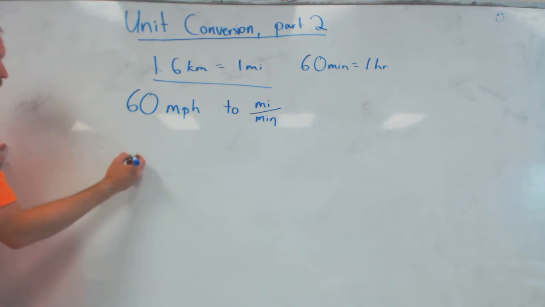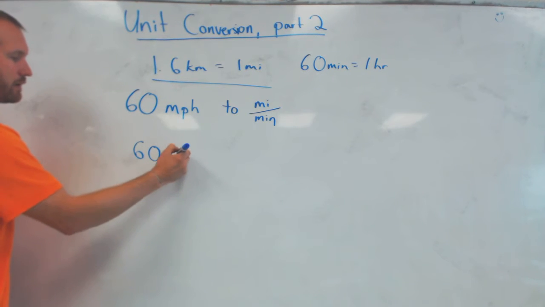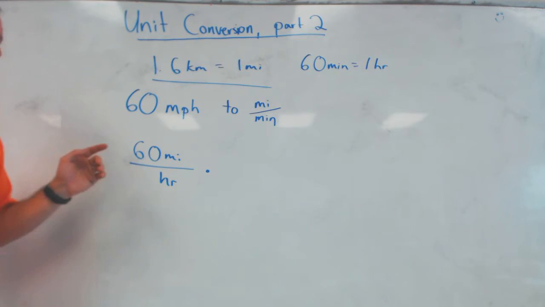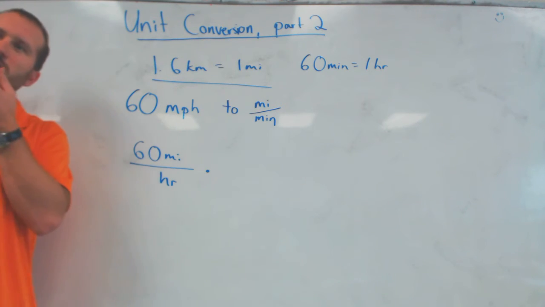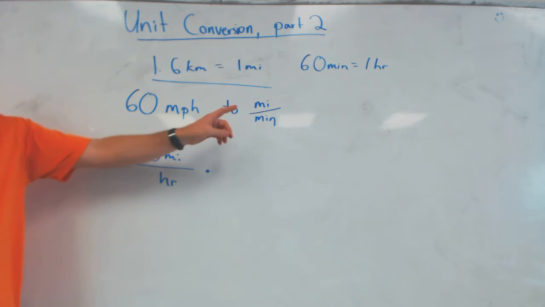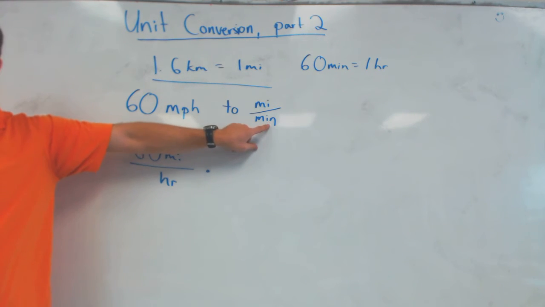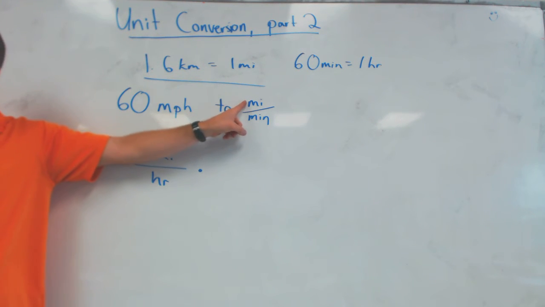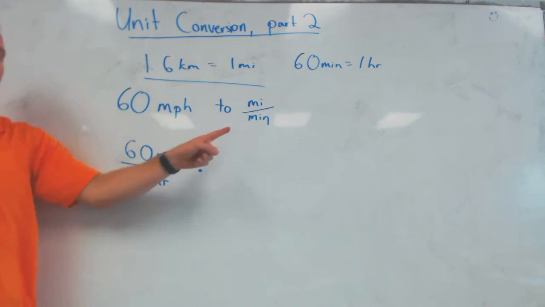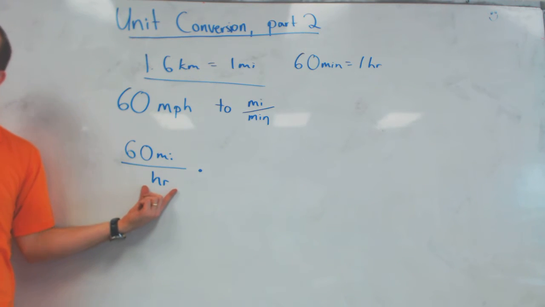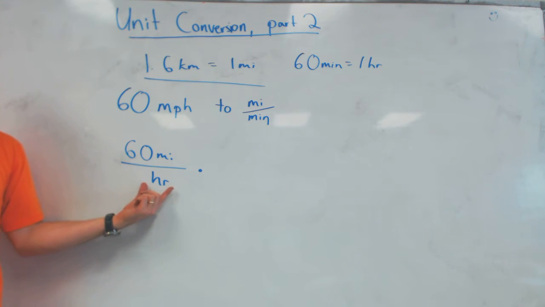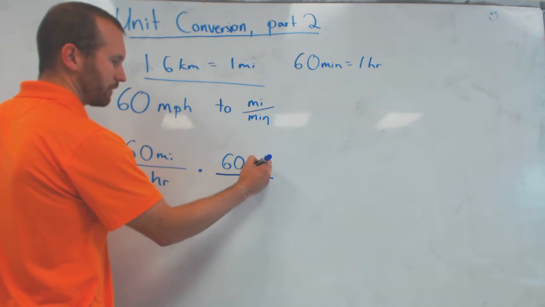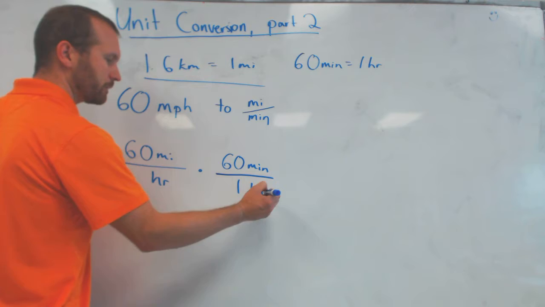Now I'm going to set this problem up the same way. 60 miles per hour times a unit multiplier. Here's the key. I'm trying to convert hours into minutes. I'm starting with miles per hour. I want to have miles in my answer, but I want to have it per minute. How am I going to cancel off the hours? Put minutes on the top. So you're saying I make a fraction like 60 minutes over 1 hour?